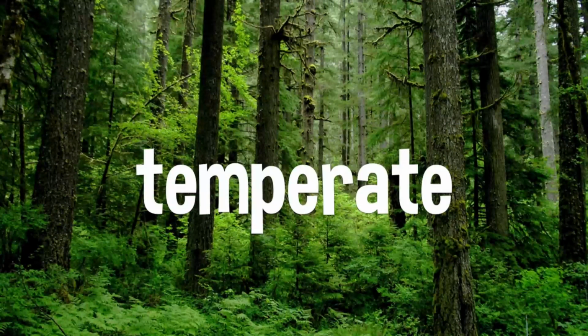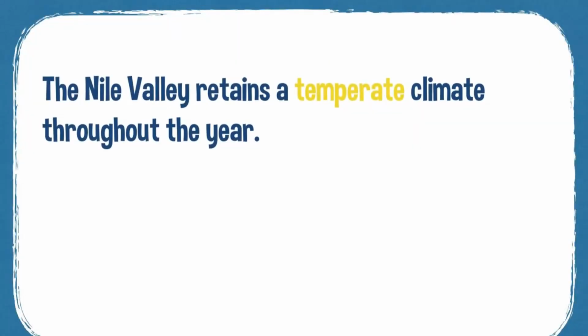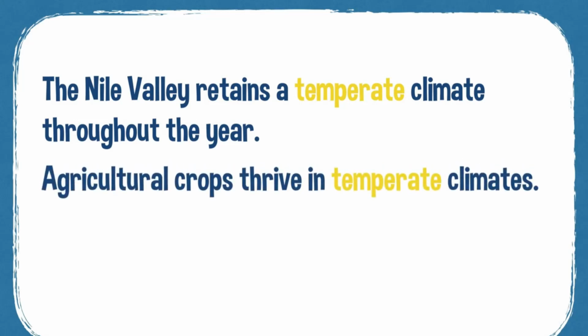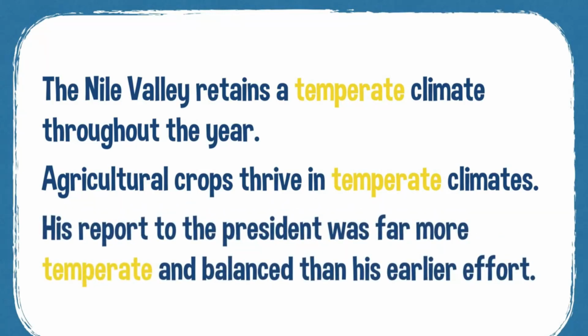So here's a forest in a temperate climate. Things grow easily in temperate climates. The Nile Valley retains a temperate climate throughout the year. Agricultural crops thrive in temperate climates. And his report to the president was far more temperate and balanced than his earlier effort.